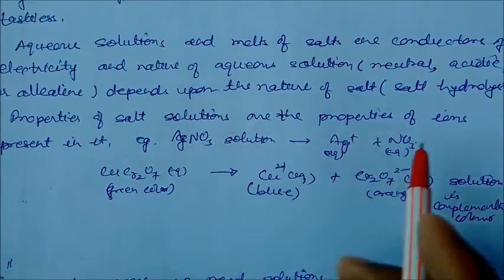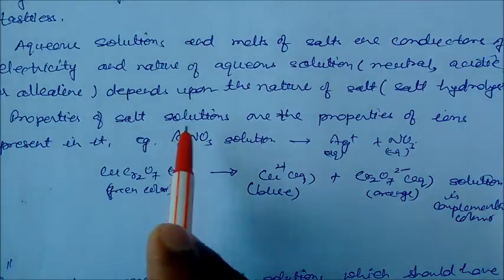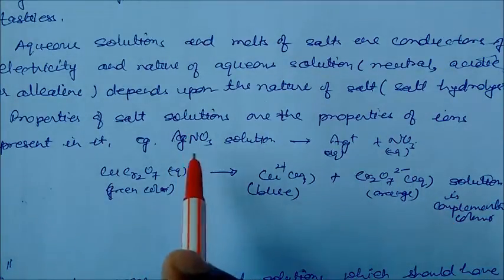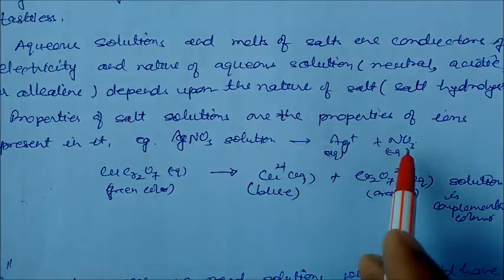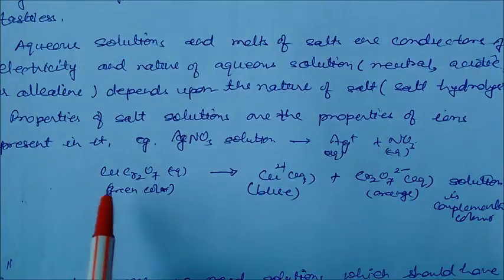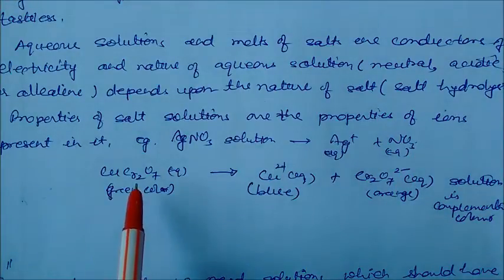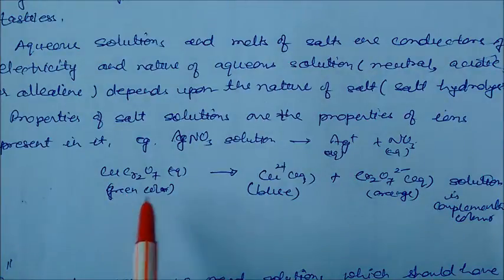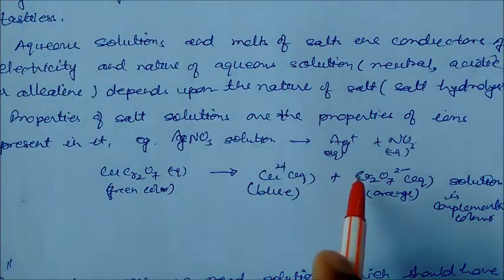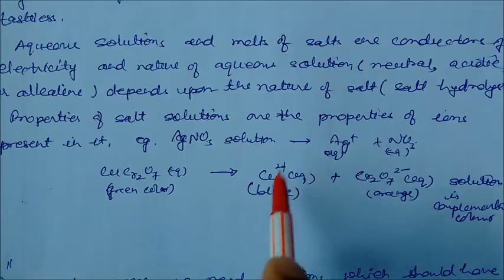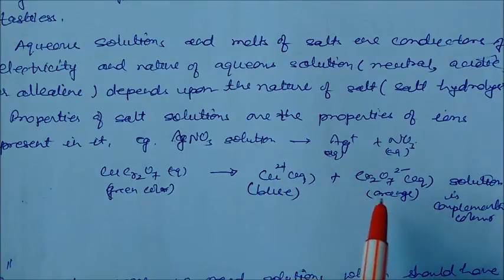So whatever properties we have depend on the properties of the salt solutions present in it. Like silver nitrate solution, they are giving silver plus nitrate aqueous solution. Like copper dichromate, which is green in color, so when it becomes a solution, the copper takes the color blue, and the iron takes the color orange. So these are the complementary colors.